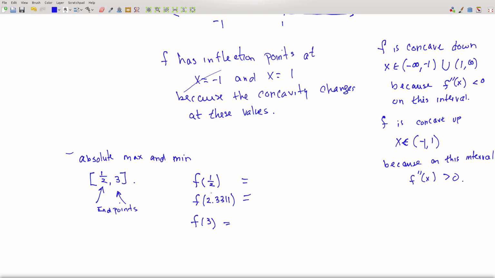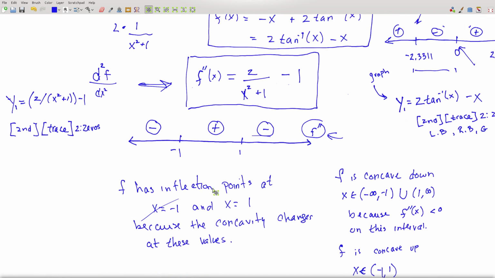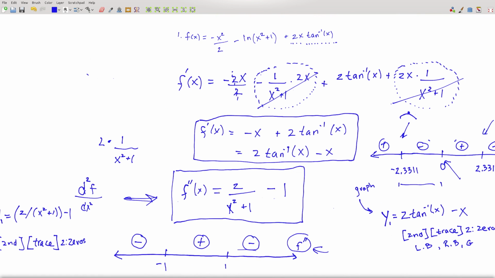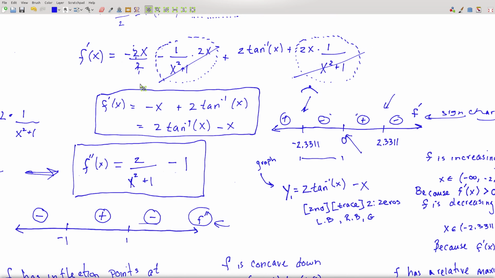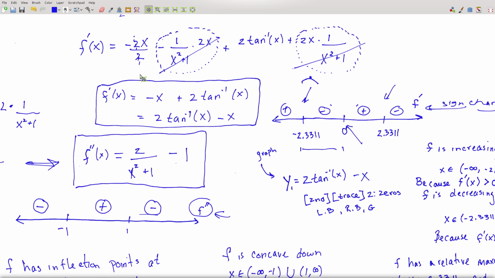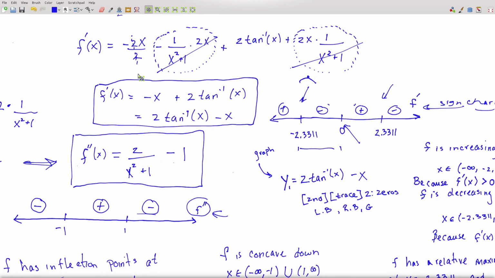The 1/2 is an endpoint. 2.331 was a critical number for the first derivative that falls between 1/2 and 3. And 3 is an endpoint. You're going to find these three values. The smallest of those values is the absolute min, and the largest of those values is the absolute max. Okay, so this was a nice example of exploring a function by finding its first and second derivatives, making a nice sign chart, and then using the sign chart to find the important features of the function that we began with.